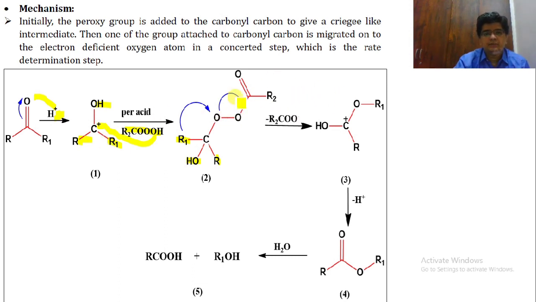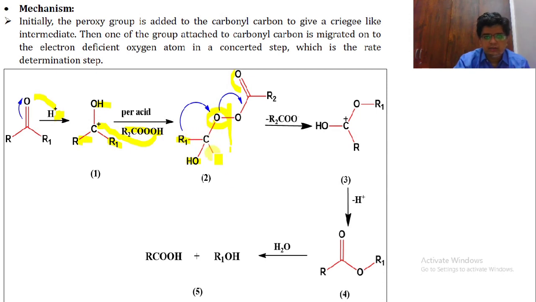Now what will happen? Here this oxygen bond will be broken down. As we know, this oxygen which has a lone pair of electrons will attack over here. This will go down over here, so this will cut over here. Now if this bond is broken down, this oxygen becomes electron deficient.